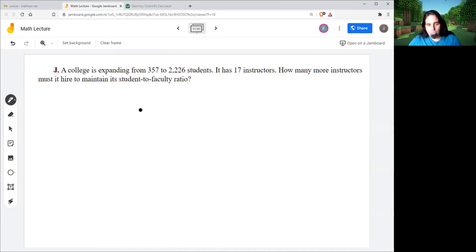Okay, so fraction bar equals fraction bar. A college is expanding from that many students to that many students. Right now it has 17 instructors. That's a really small college. How many more does it have to hire to have the same student to faculty ratio? So what do I put in the now situation? And what do I put in the future situation?